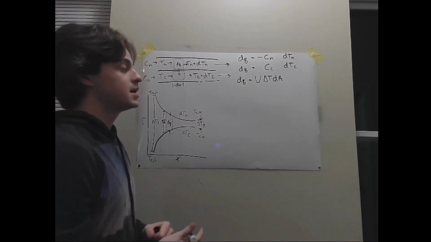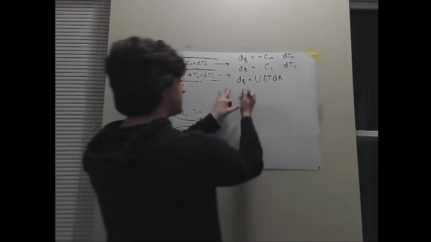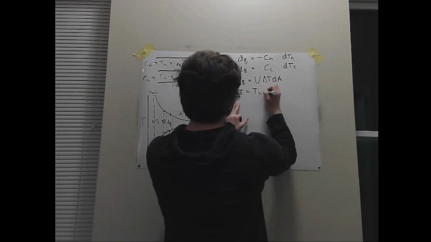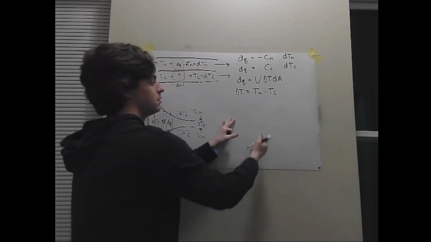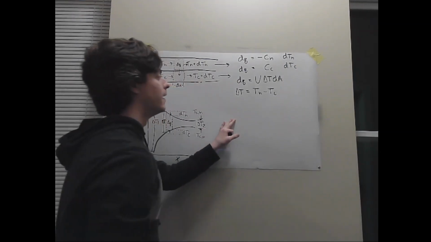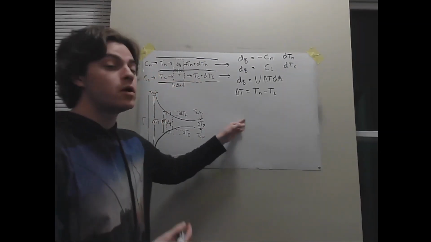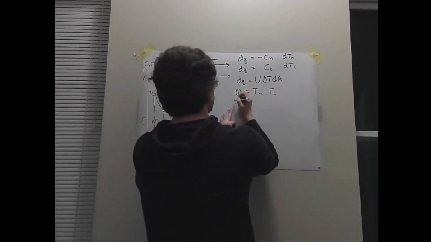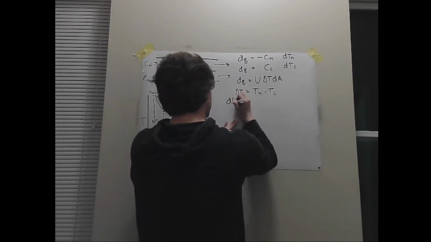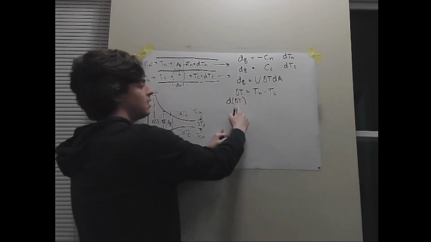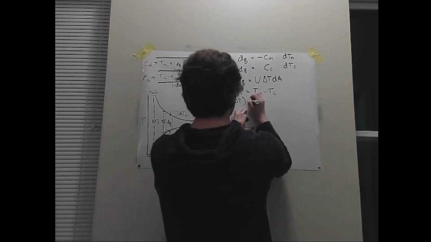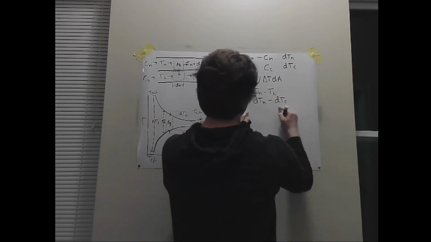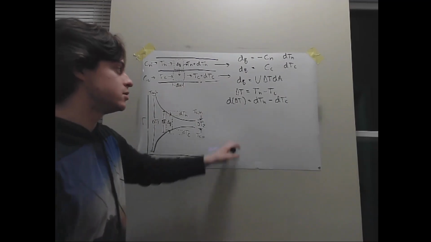I'm going to start by expanding out the temperature change. So delta T can just be defined as the temperature of the hot stream minus the temperature of the cold stream. And if we take the derivative of this, we're able to plug in some of our equations that we wrote down earlier. We get the differential change of the temperature difference equals the differential change in temperature of the hot stream minus the differential change in the cold stream. And we can make those substitutions.